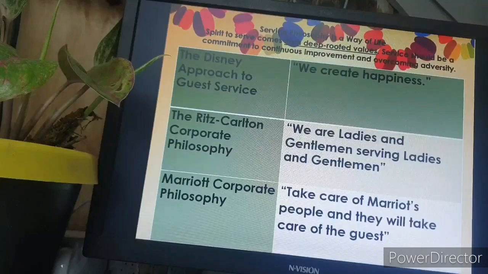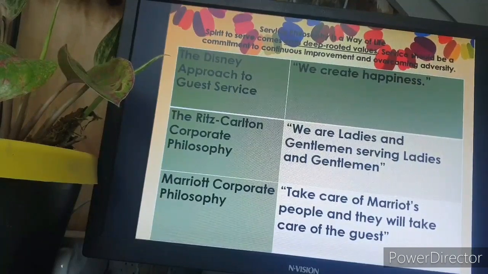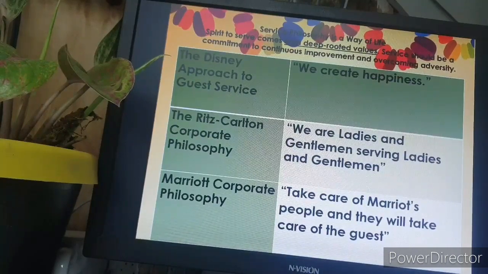And of course the main highlight of that event, that's why it is the happiest place on earth, is the fireworks. Okay, so the Ritz-Carlton corporate philosophy, we are ladies and gentlemen serving ladies and gentlemen, as well as the Marriott corporate philosophy, the same as the Ritz-Carlton, because we are ladies and gentlemen, we will serve our employees for the employees to serve also our guests.